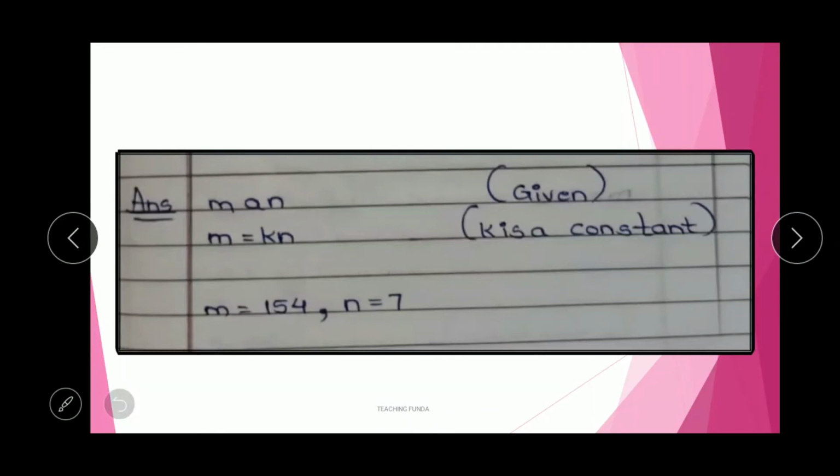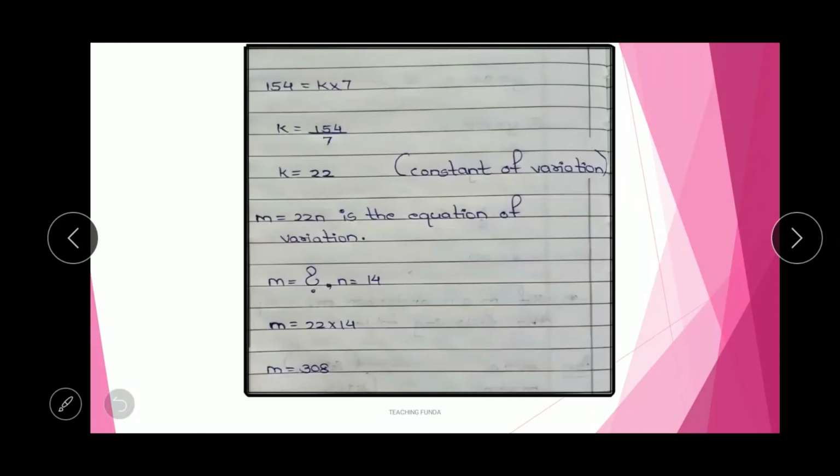What is the value of M given to you? It's 154 and N is equal to 7. Write it. Next step, replace the values, do the calculation. 7 ones are 7 and 7 22s are 154. So K is equal to 22. K is the constant of variation. So in this way, always remember, the first step is to calculate the constant of variation, that is the value of K. Afterwards, the equation of variation that you have to write: M is equal to 22N is the equation of variation.